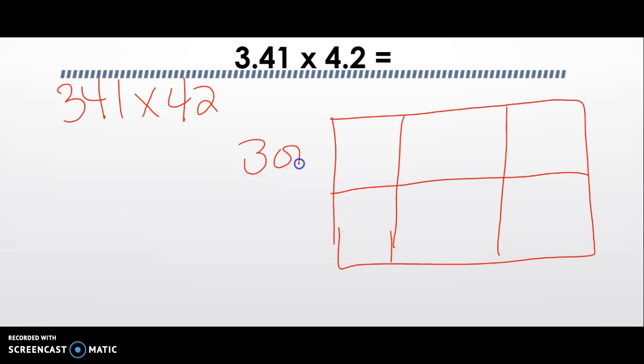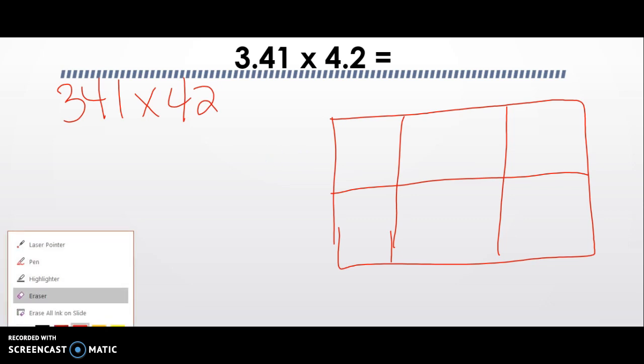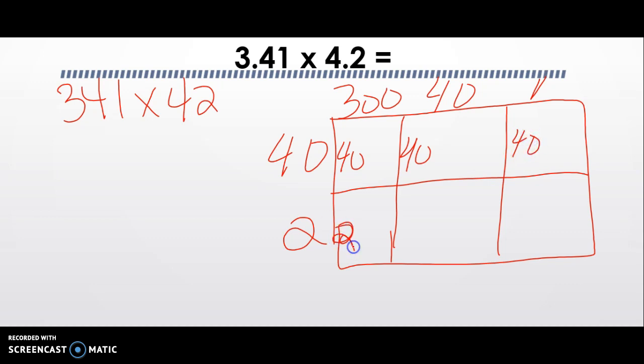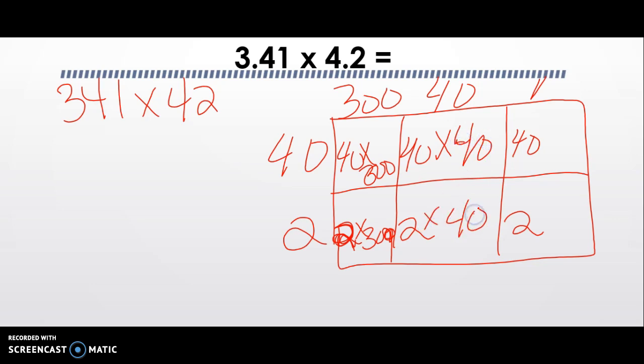341 in expanded form, 3 writing on the wrong side. Remember to put it on the side that has enough boxes for that number. So 340 and 1, 40 and 2. All the way across is 40. All the way across is 2. All the way down is 300. 40 and 1.